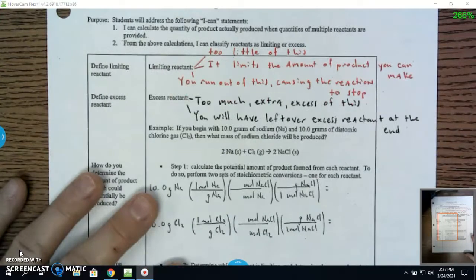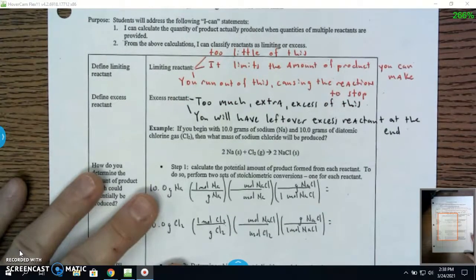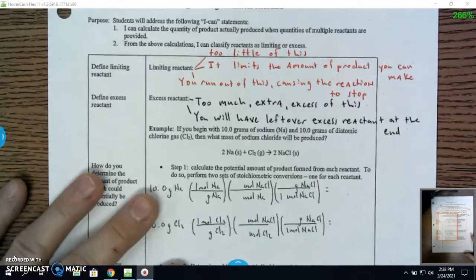I want us to think about an analogy first, and I'm going to call this the backyard barbecue analogy. In this analogy, you're going to have a backyard barbecue for you and your friends, and you're going to make hamburgers for everybody. Our recipe for hamburgers is one bun, and a bun is defined as a top and a bottom to the bun. So one bun plus one hamburger patty is going to make one hamburger.